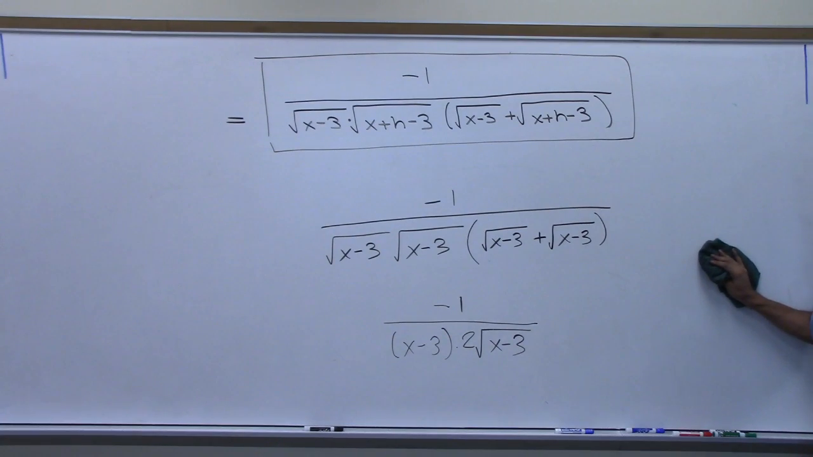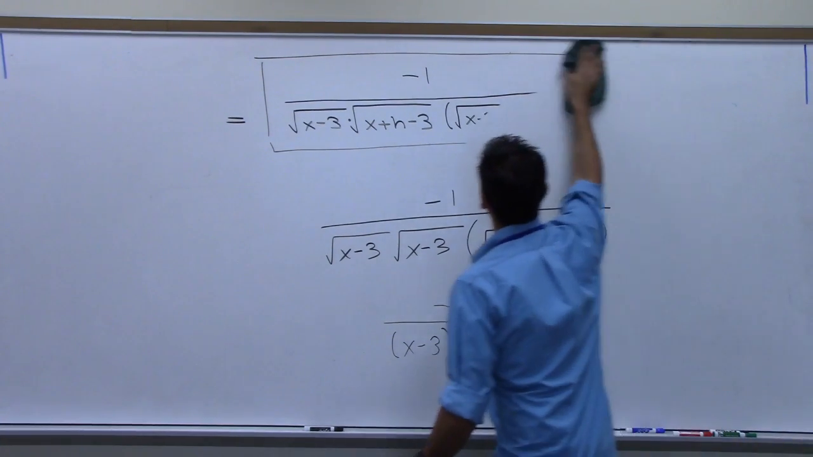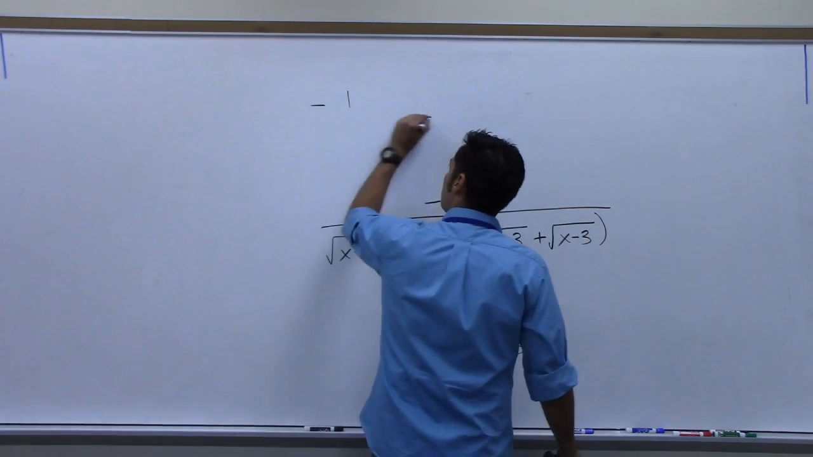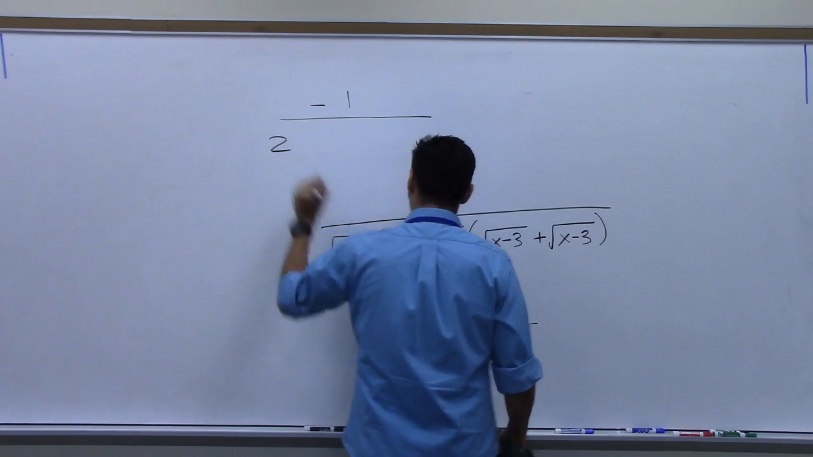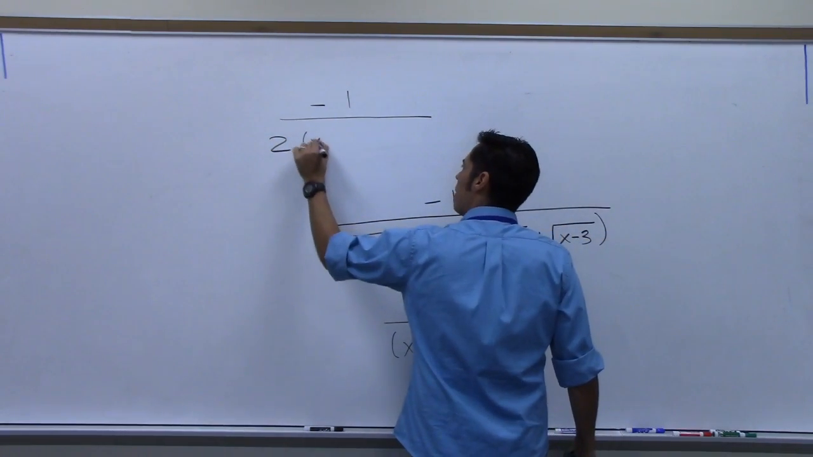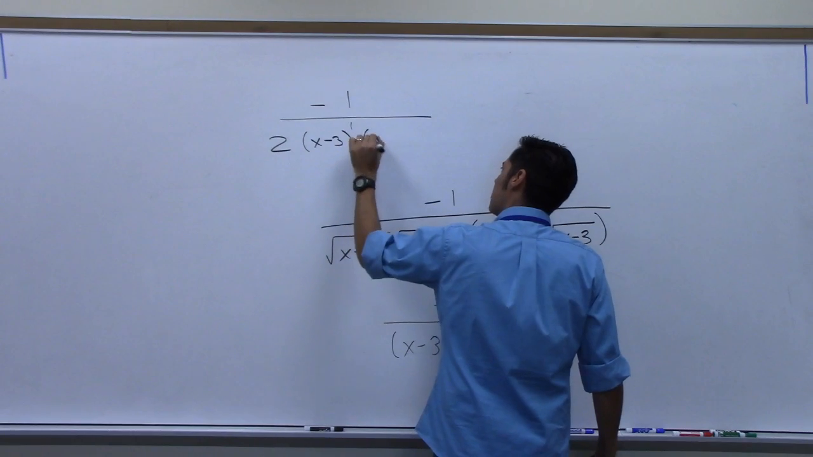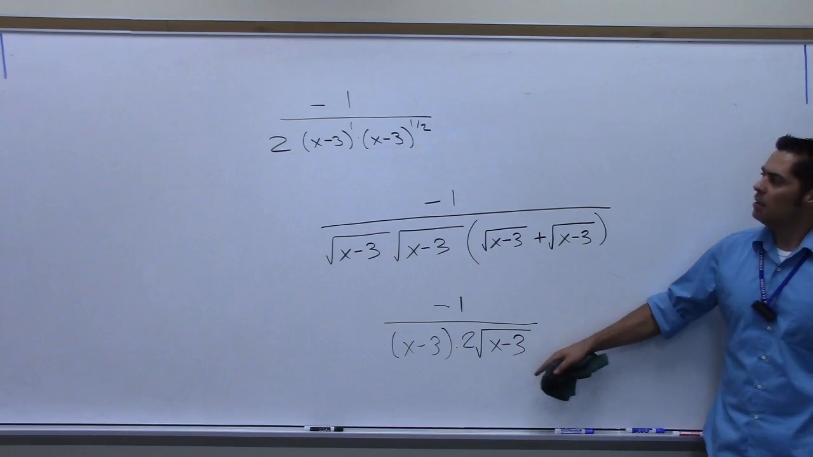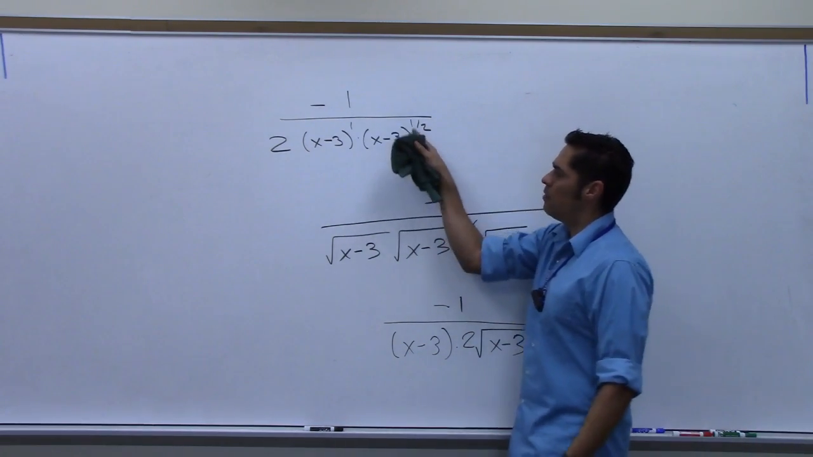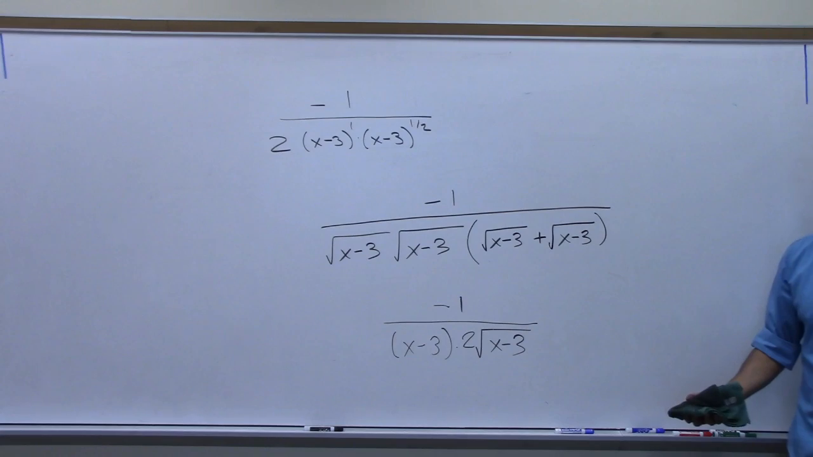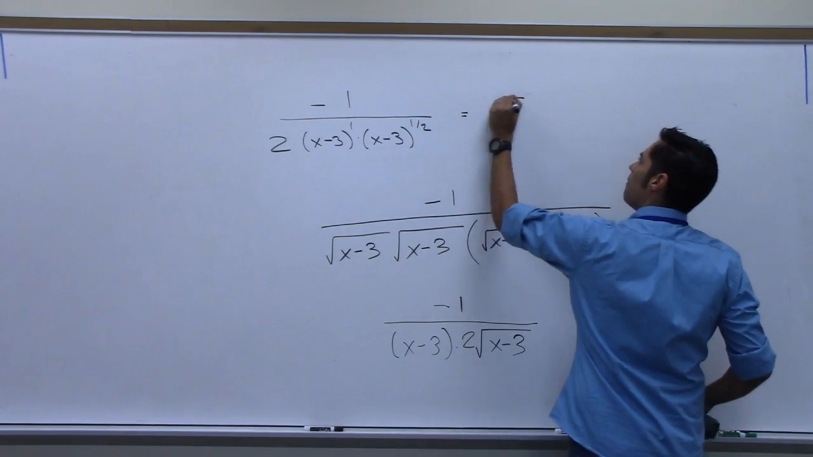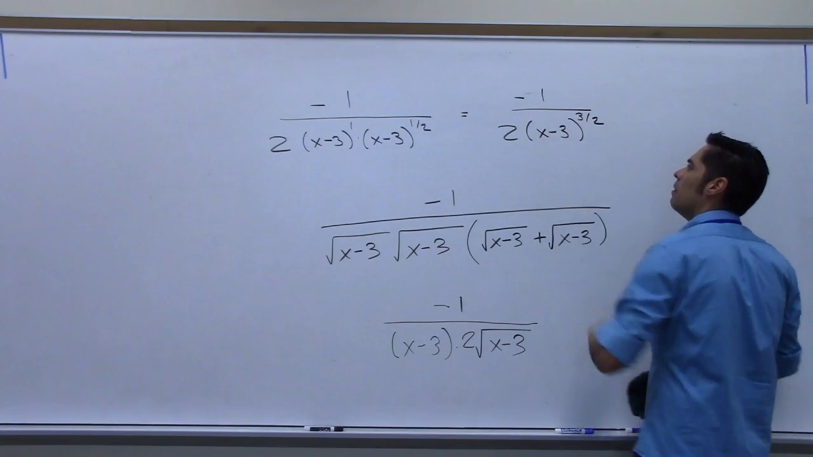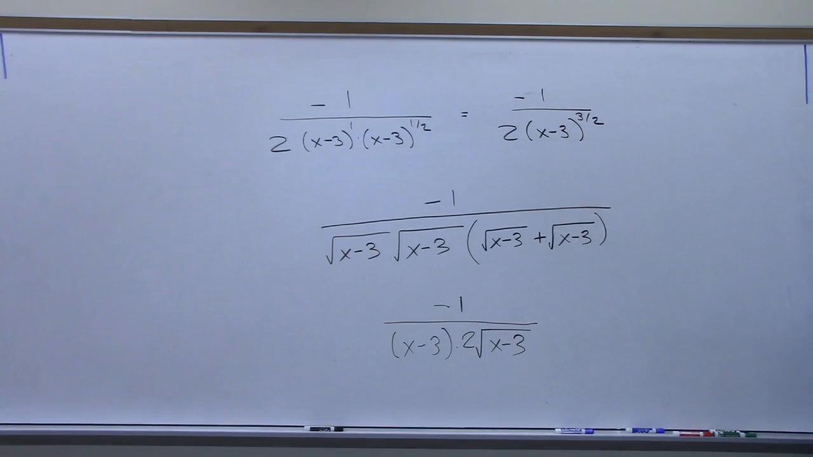Yeah. Okay. And now, at this point, I recognize something. I recognize that this is the same as, I'll put the 2 out front, x minus 3 to the first power times x minus 3 to the half power, right? Because isn't a square root a half power? And if I have the same base and different exponents and they're being multiplied, I add exponents, don't I? Yeah, that's it right there.